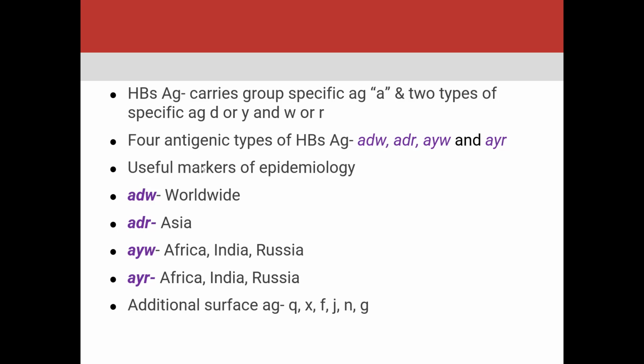These are useful markers in epidemiology. ADW is predominant, present worldwide, and ADR is present in Asia. AYW is present in Africa, India, and Russia, and AYR is present in Africa, India, and Russia. Additional surface antigens are present, like Q, X, F, T, J, N, G, but they are not fully characterized.